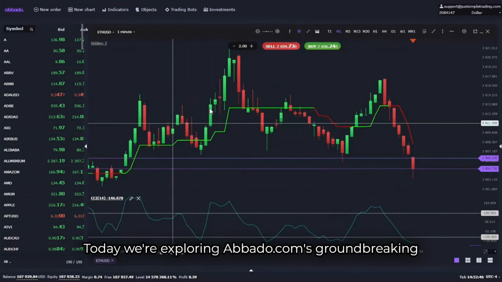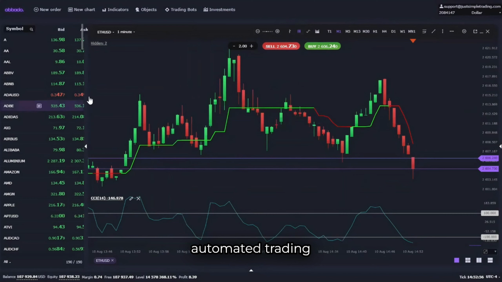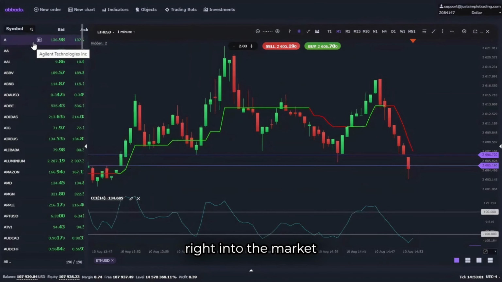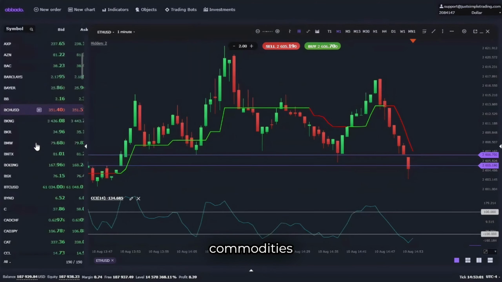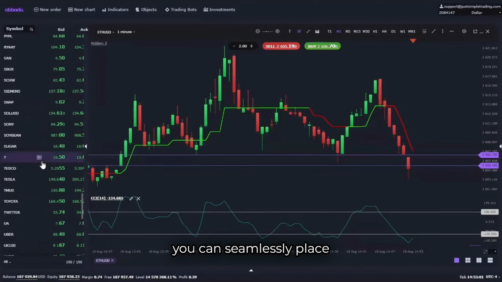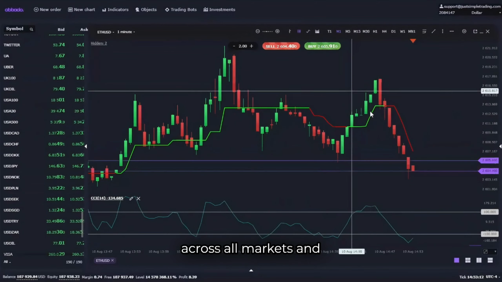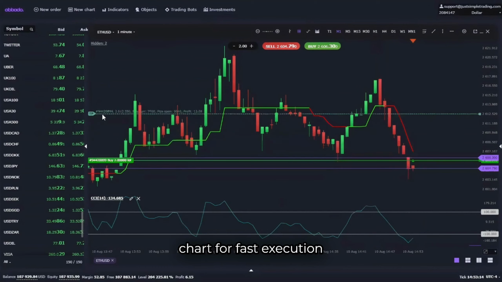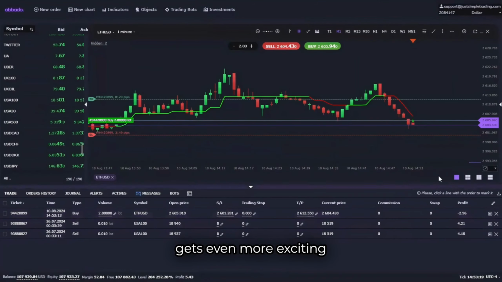Today, we're exploring Abato.com's groundbreaking automated trading bot builder. This system lets you instantly create and launch your own trading bots right into the market. Whether you're trading stocks, commodities, FX, crypto, indices, whatever your market, Abato has it all. You can seamlessly place buy and sell orders across all markets and drag and drop your orders directly on the chart for fast execution. But here's where it gets even more exciting.